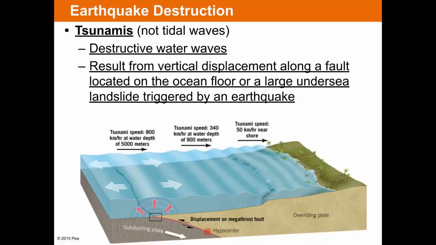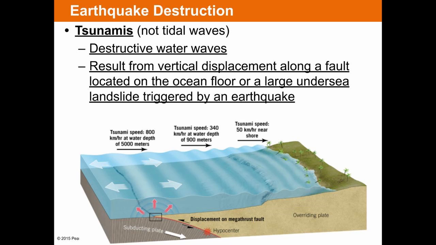The East Indies Sumatra earthquake is a very vivid modern example of another side effect of earthquakes, that being tsunamis. Notice, not tidal waves, tsunamis: destructive water waves that result from the vertical displacement along a fault located on the ocean floor, or a large undersea landslide triggered by an earthquake.